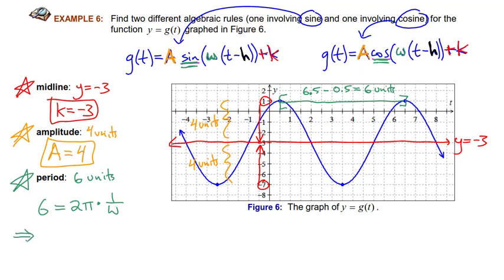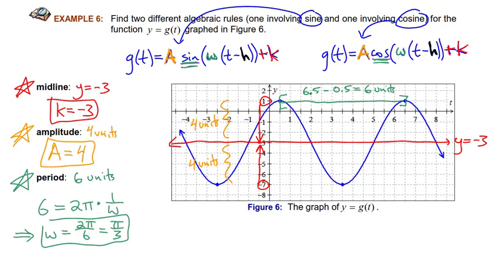If I multiply both sides by omega, I can pull the omega over to the left and simultaneously divide both sides by 6. I'll end up getting the 6 on the bottom on the right and reducing this fraction. We see that we're going to need to use an omega value of pi over 3 in order to obtain the correct period. So now we can get started on expressing our final answers here.